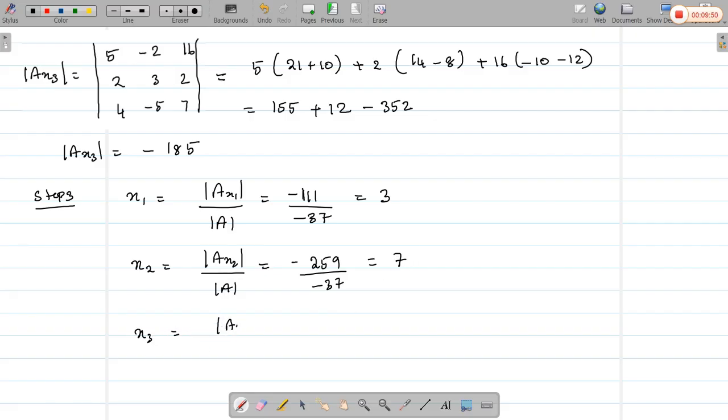The determinant of Ax3 over the determinant of A. That is equal to minus 185 divided by minus 37. So this will be 5, I think. Is it right? Done. So what is your x1? 3. x2? 7. x3? 5. Now you take and substitute in the equation and check whether you get the right hand side or not. Any questions?